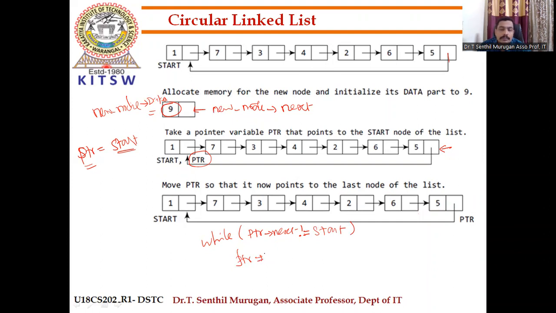So what will we do? ptr equal to ptr next. It will move up to the last node. This pointer we are writing. It will reach the last node. Once it has reached, the pointer will be pointing to the last node. This while loop is over. Using this while loop, the pointer is pointing to the last node.